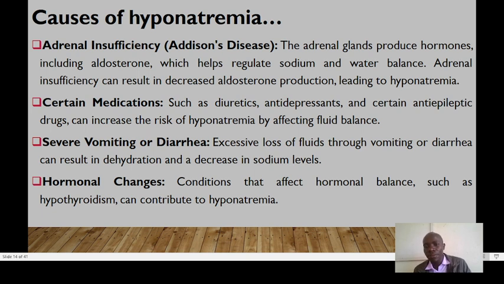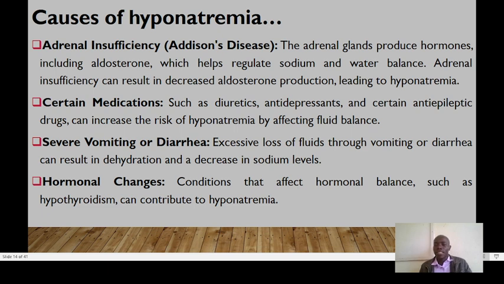Also we have adrenal insufficiency. This is a condition that we normally refer to as Addison's disease. In Addison's disease, you find that the adrenal gland will produce hormones, the aldosterone, in very minimal amounts. Of course, we already know aldosterone normally regulates the sodium and water balance. So when you have adrenal insufficiency, it means there is reduced aldosterone production, which leads to hyponatremia.